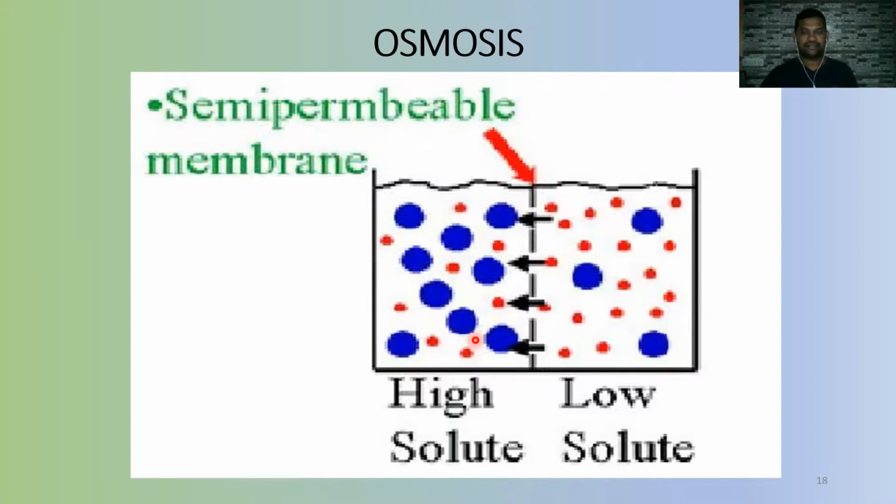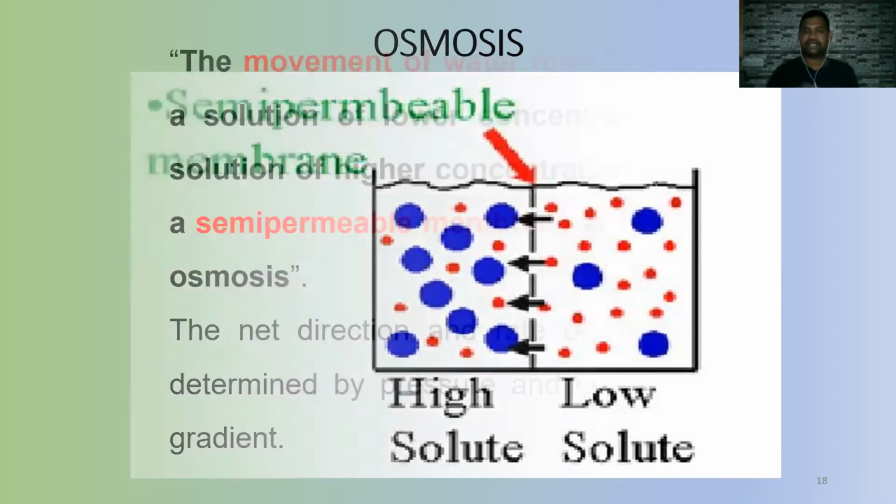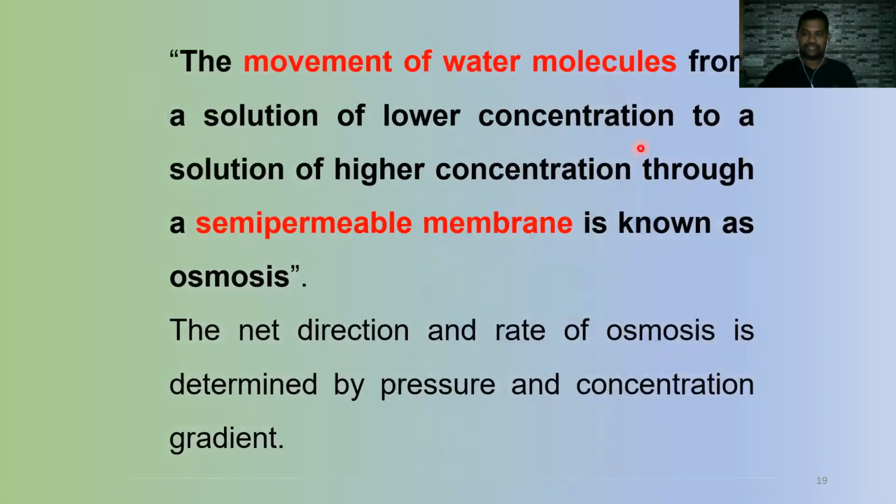Diffusion में क्या था? It is movement of the solute from a region of high concentration to a region of low concentration, without any semi-permeable membrane. That was diffusion. Osmosis में क्या है? There is a semi-permeable membrane involved, and it is movement of the solvent from a region of high concentration of solvent to a region of low concentration of solvent. ये उसका definition, osmosis का.